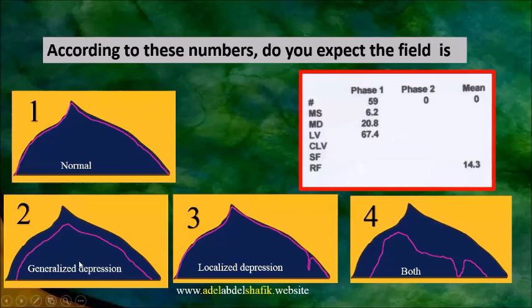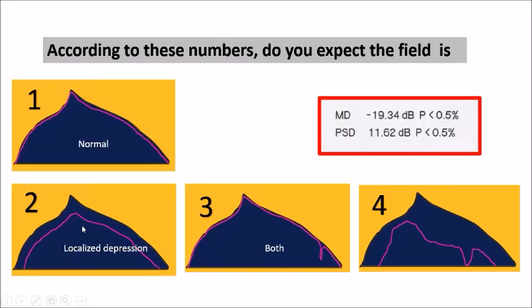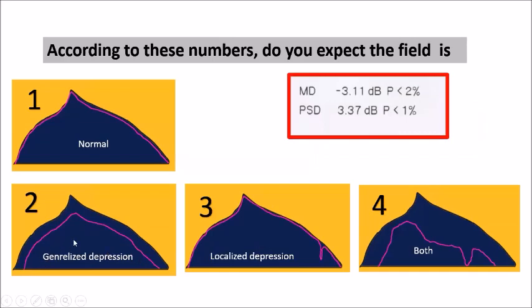So number 1 is normal. Number 2 is generalized depression. Number 3 is localized depression. Number 4, you have both generalized and localized depression. So when you look at these numbers, -3 in the mean deviation, 3.3 in the pattern standard deviation, is it generalized? Is it localized? Is it both? Is it normal?